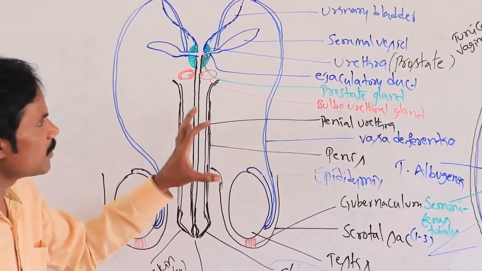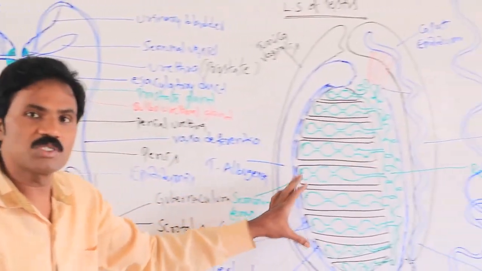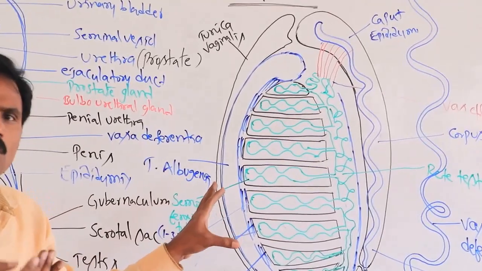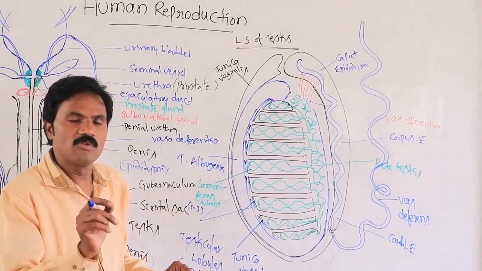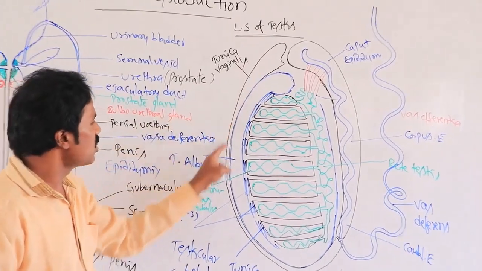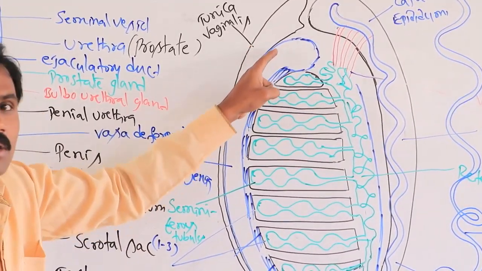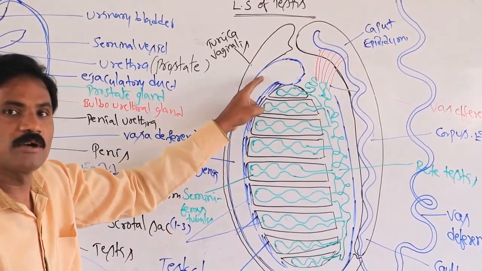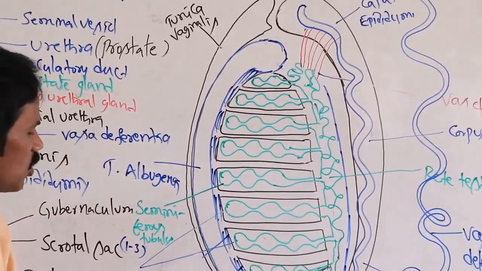If you observe in a detailed manner, this is a longitudinal section of the testis, in almost all types of mammals. Each and every testis is covered with three membranes. The outermost membrane is the tunica vaginalis. Then the second membrane is the tunica albuginea. Then the third membrane we call the tunica vasculosa.